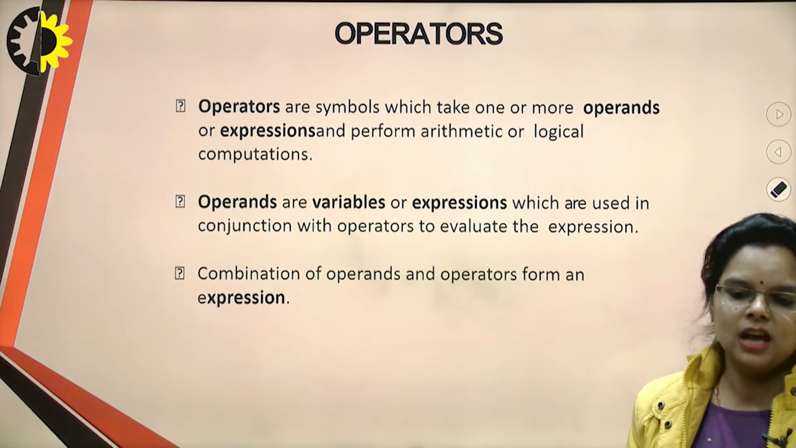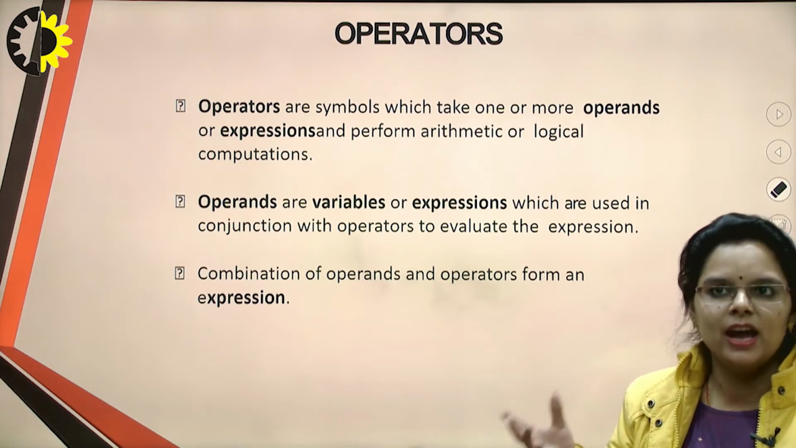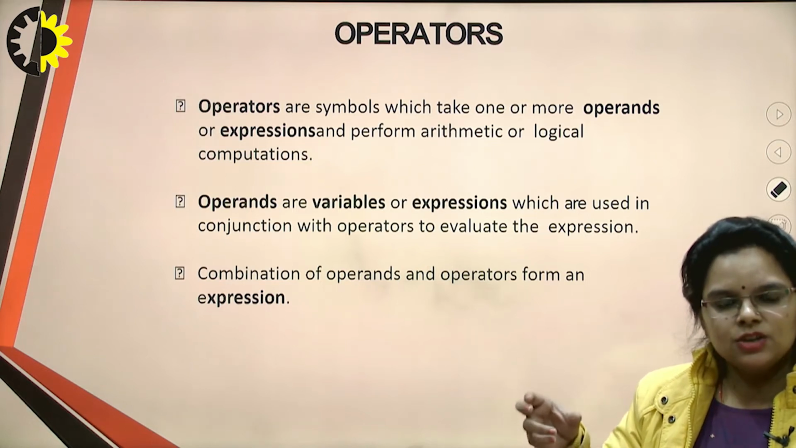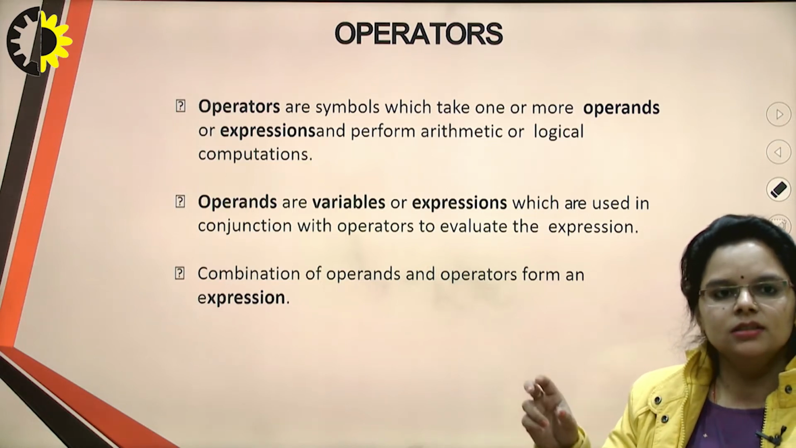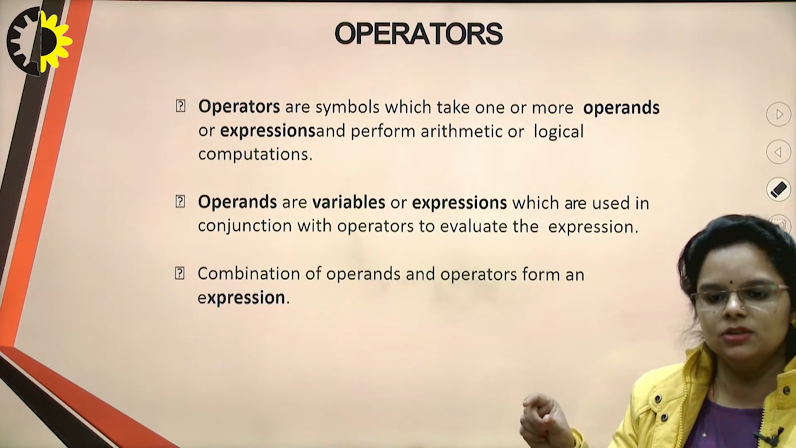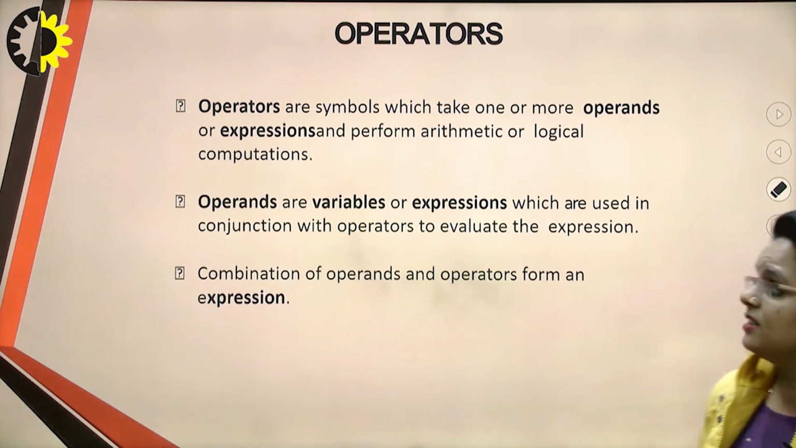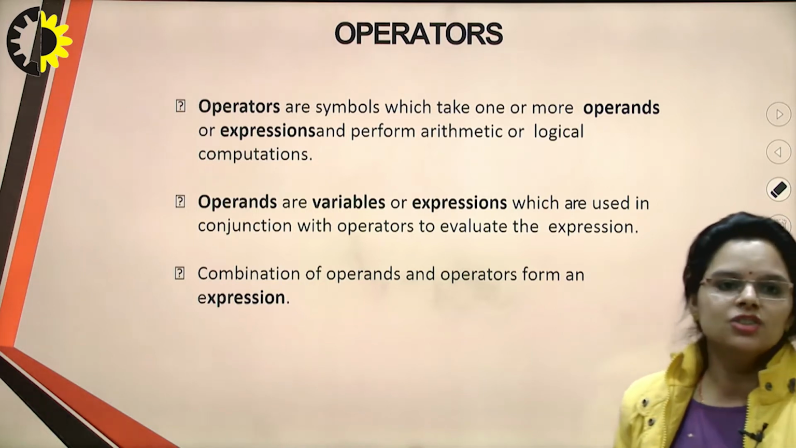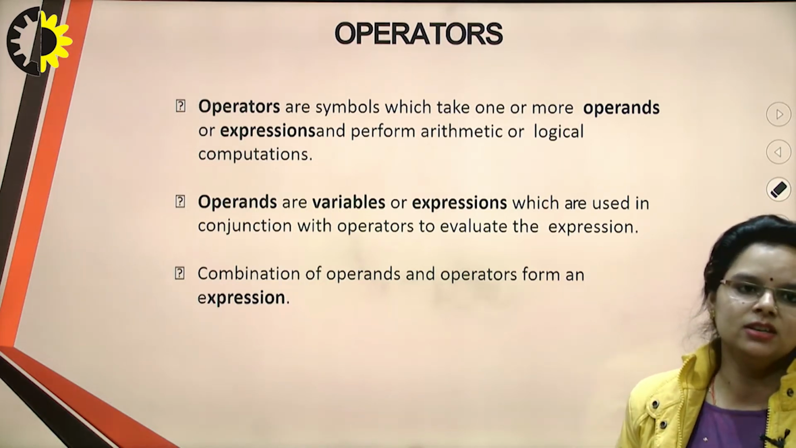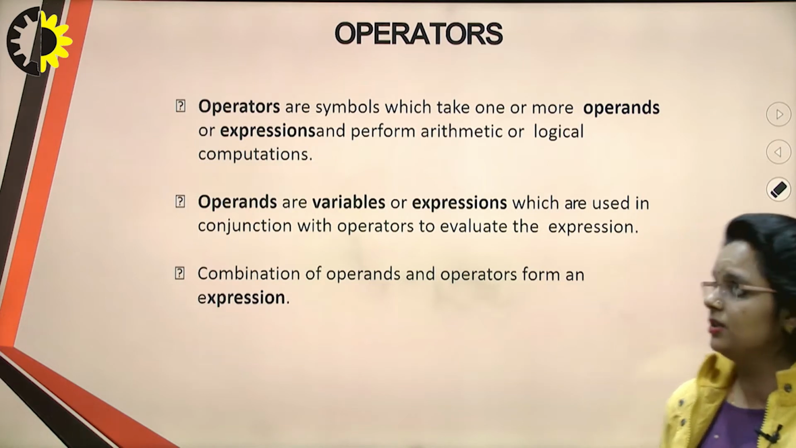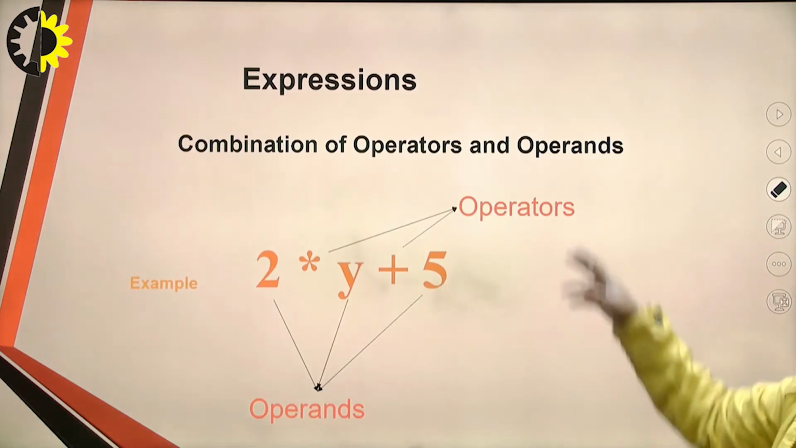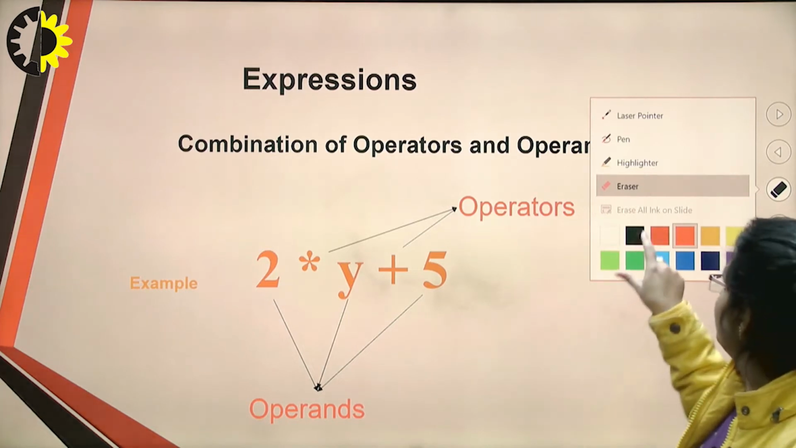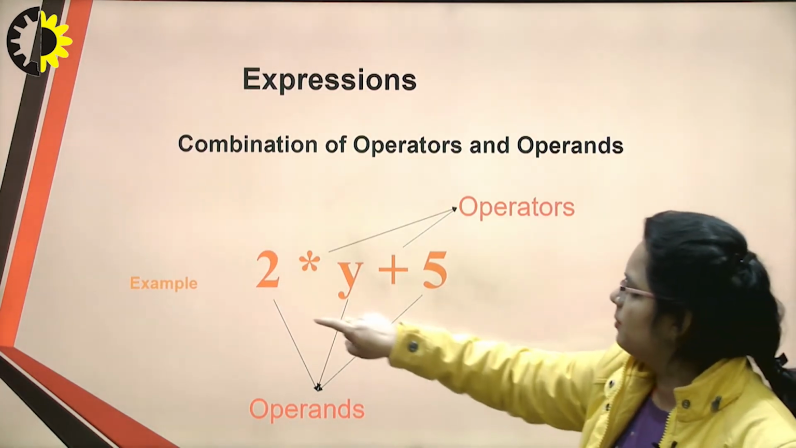Let us say we have an example. Suppose we are going to add two numbers, say 2 plus 3. So 2 is an operand and plus is an operator. So we are using plus as an operator to add two operand values. We can also say the combination of operands and operators forms a particular expression. This is an example of operators.